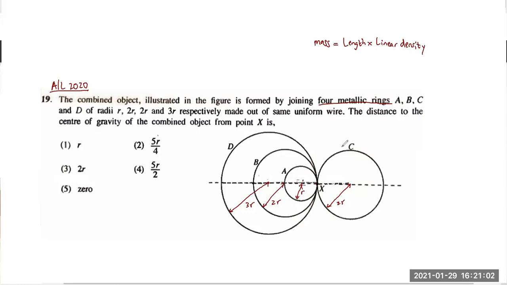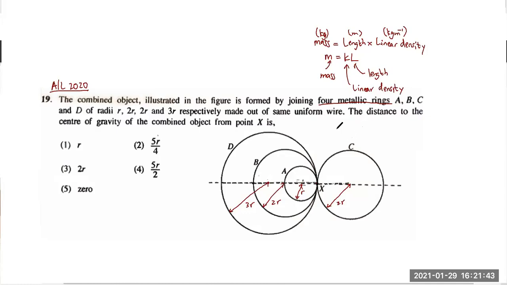What is the mass of 1 meter wire? Think like that. Mass will be in kilograms, length will be in meters, so linear density will be kilogram per meter, and that will be constant for all 4 rings because they are made of the same material. So linear density will be the same for everyone. Therefore, mass is proportional to length, since this is constant. So I can put mass M is equal to KL, where M is mass, L is the length, and K is the linear density.